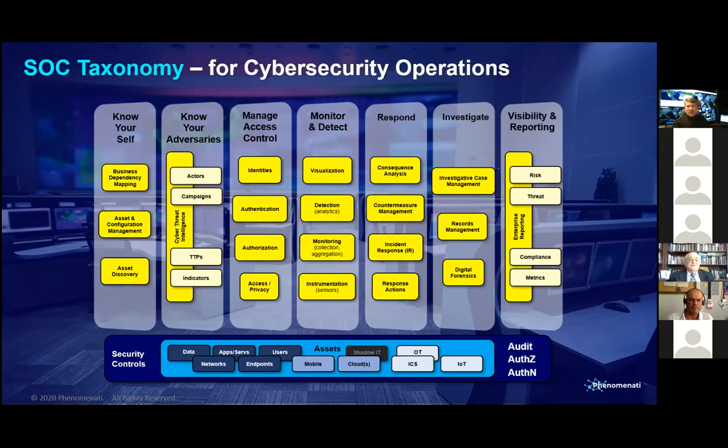And lastly comes the visibility and reporting. This is mostly for leadership. We'll talk in monitoring detection about visibility to the analyst, how we present information to the analyst. This visibility and reporting on the far right is all about leadership. But the last thing I want to draw your attention to in the bottom of this slide is that dark blue box that I would refer to as scope.